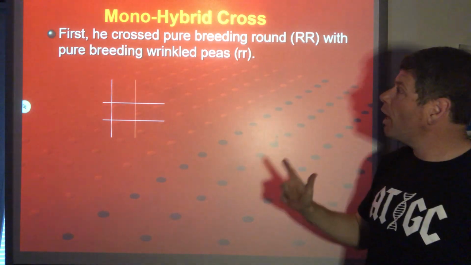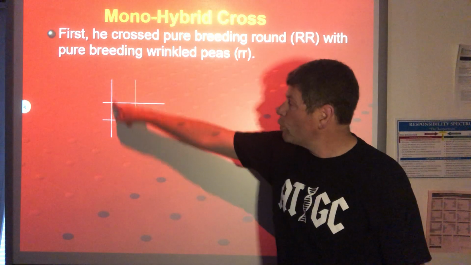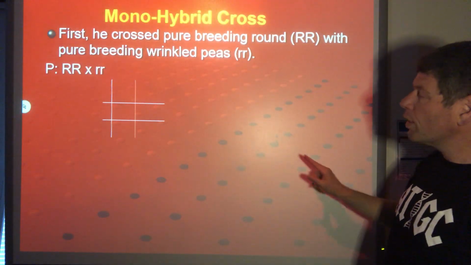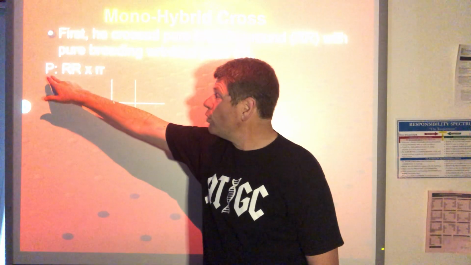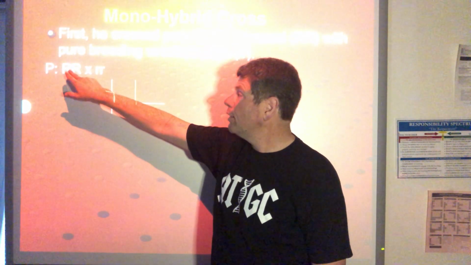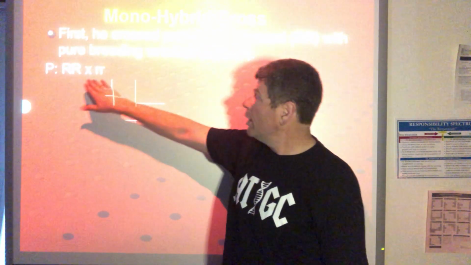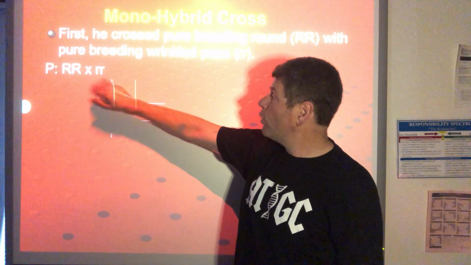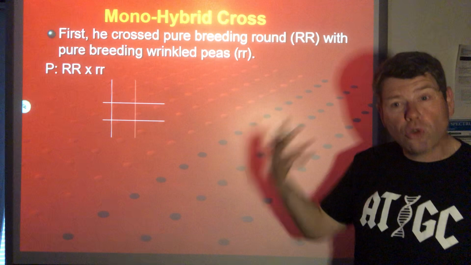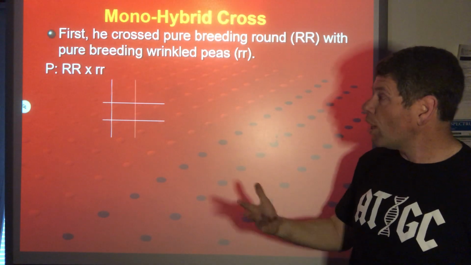Now when we set up a Punnett square, we make a grid pattern here. And essentially, remember P is for parental generation. There's my one parent plant that's purebred for round. The other parent plant, purebred for wrinkled. We put this X, meaning we're going to cross these parents together.